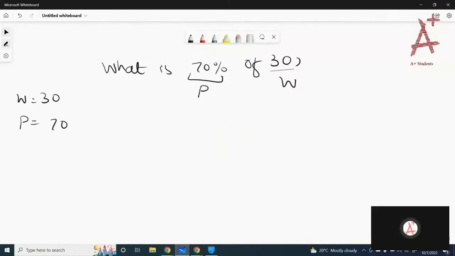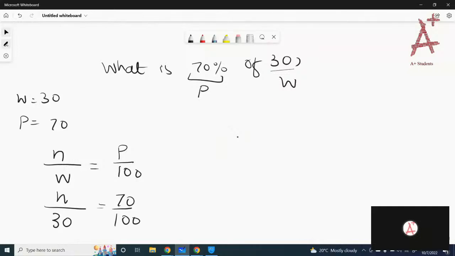You have to form a ratio, and the ratio is the part divided by the whole, and that equals the percentage divided by 100. We don't have n, we have to find the value of n. The whole is 30 here, so n divided by 30. And the percent here is 70 divided by 100.